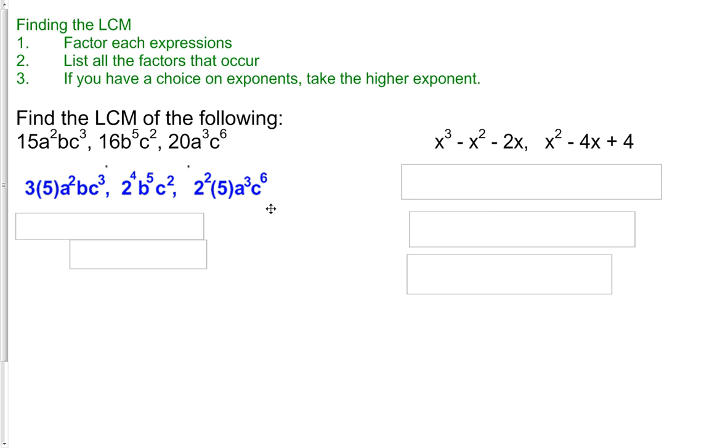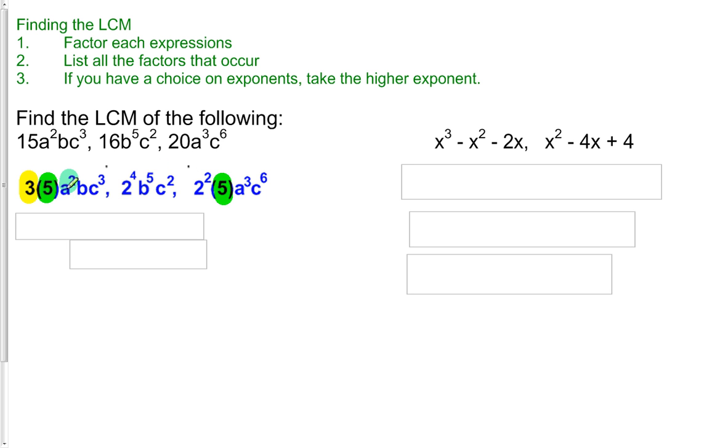Now we need to look at every factor that's represented somewhere in the set of expressions and make sure they're all represented in our least common multiple. So we have a 3 here. It's the only 3 in this set, so we have to make sure we have a 3. We have a 5, another 5. Since they're a duplicate, the highest power, 5 to the first, is all we need to include. So we don't need to include 5 twice.